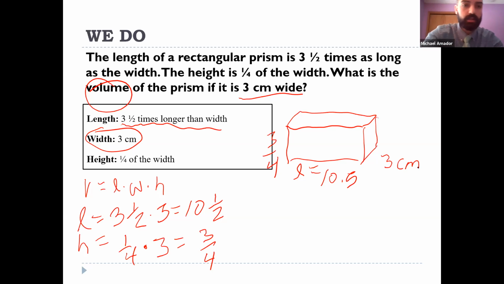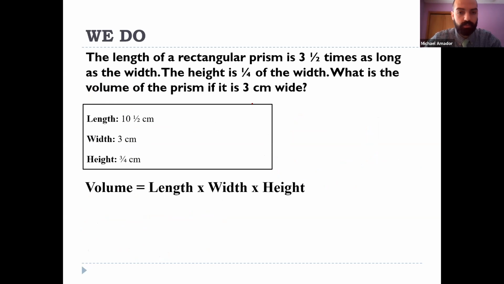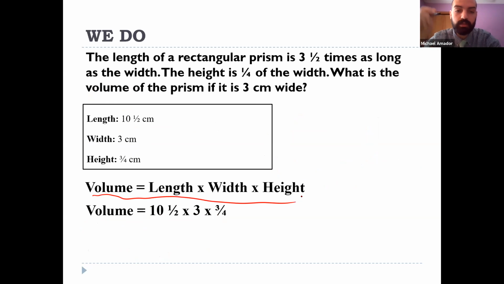I'm going to clean up my page a little bit. Oh, it got rid of my picture there. But now we know that we can use that volume formula from before. So go ahead and calculate the volume of this rectangular prism now that we know the length is 10.5. We know that the width is 3, and we know that the height is 3/4 of a centimeter. Everyone right now is calculating the volume of the prism.